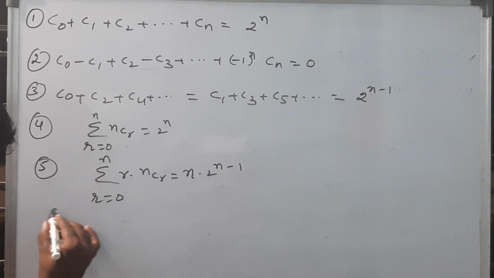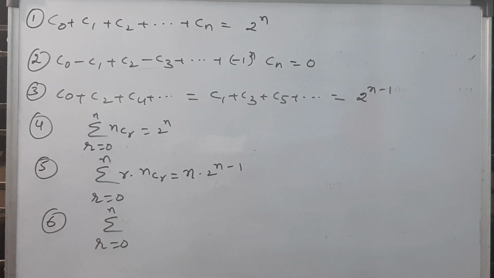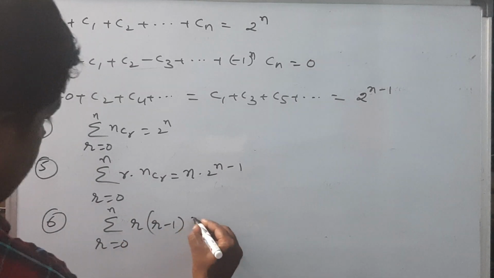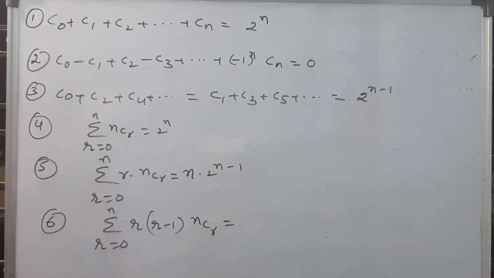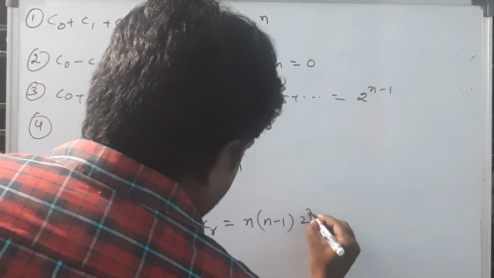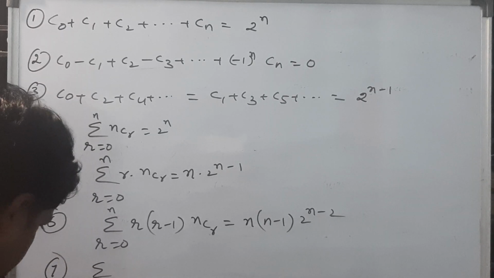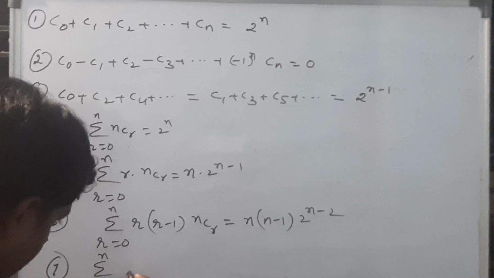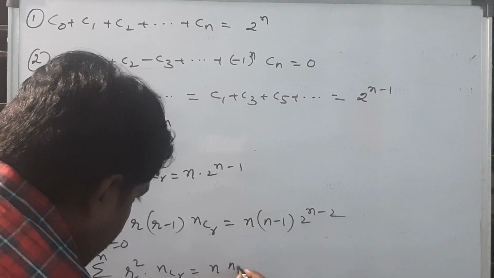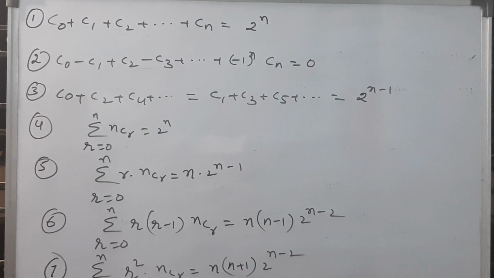And the next one is the summation of r from 0 to n of r times (r-1) times nCr is equal to n times (n-1) times 2^(n-2). See, next one, the summation of r from 1 to n of r square times nCr is equal to n times (n+1) times 2^(n-2). Okay.